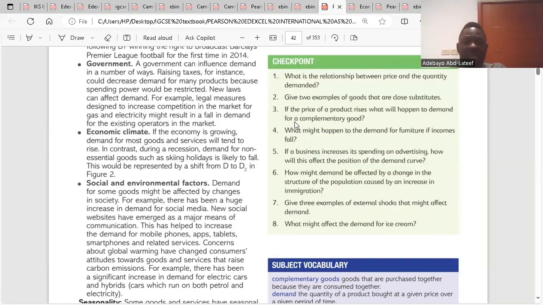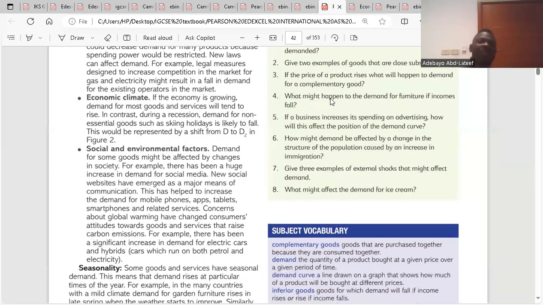Economic climate. If the economy is growing, demand for most goods and services will tend to rise. In contrast, during a recession, demand for non-essential goods such as skiing holidays is likely to fall, shifting the demand curve leftward from D to D2. What they're saying here is we're talking about the economic situation. If there's economic growth, aggregate demand will increase, shifting the demand curve rightward. If there is economic decline, like a recession, aggregate demand reduces and the demand curve will shift leftward. Clear?